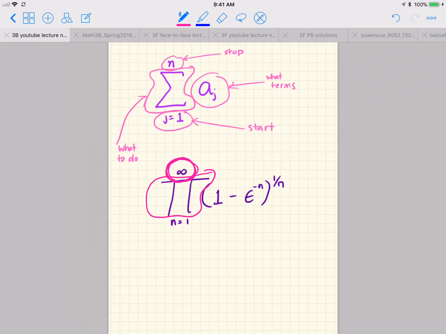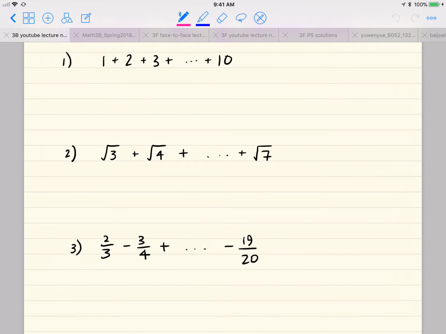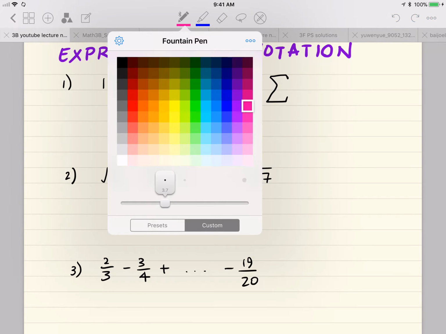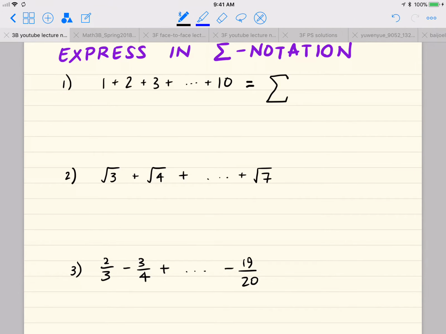Okay, so back to our problems here. We want to express this in sigma notation, which means that at the end of the day, since we're adding, I'm going to put a sigma. Now, what are we adding? Each time, it looks like we're just adding i. And i starts at 1, and i stops at 10.